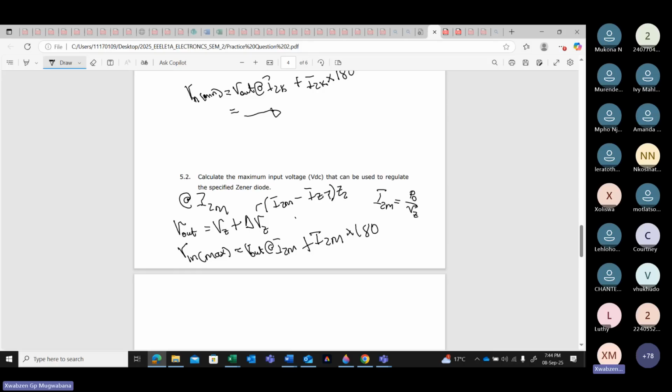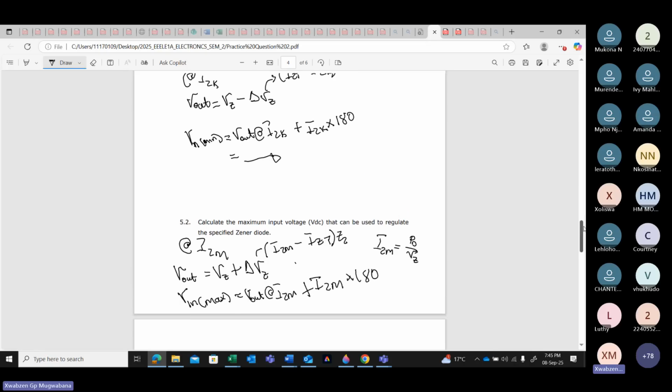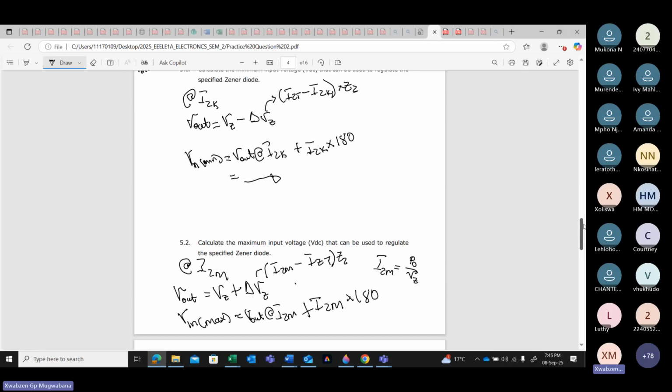Sir, on the change of VZ, it's IZM minus IZT, right? On the change in VZ, there on V out, like on the formula. Which V out? Remember, we've got two V out. The first V out, like on 5.2. 5.2 is this one, the maximum. So IZM is the maximum, right? Yes. And then IZT is still the same IZT we used previously.